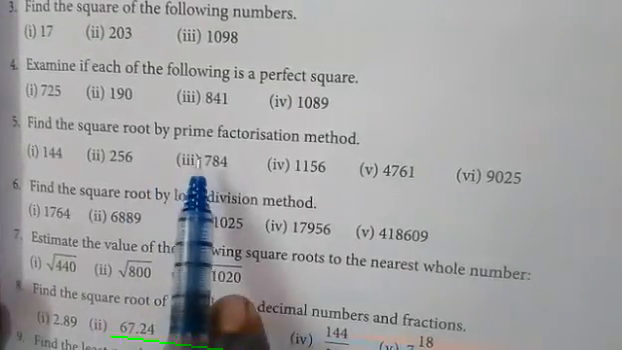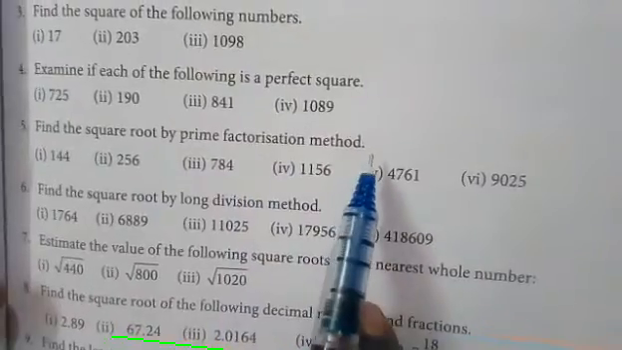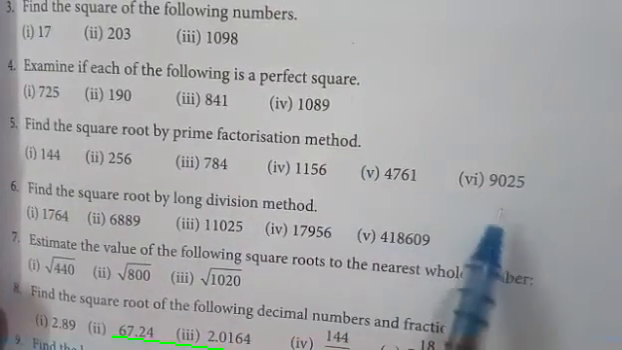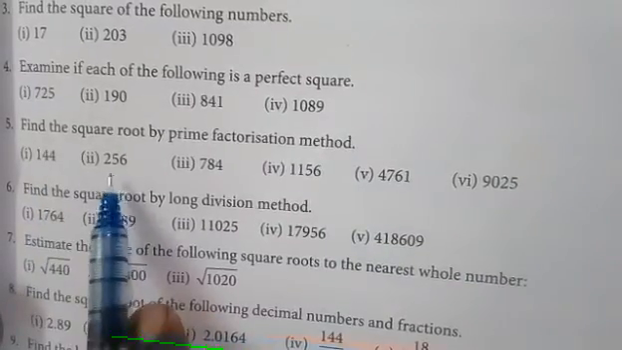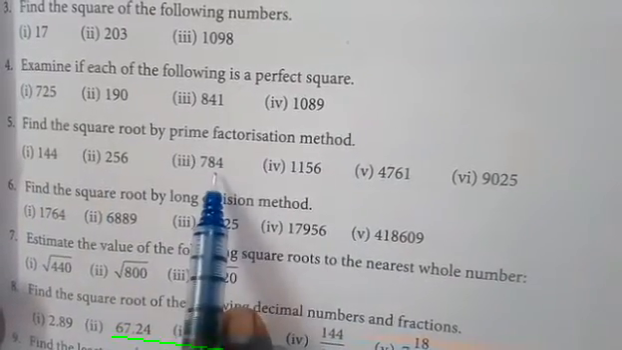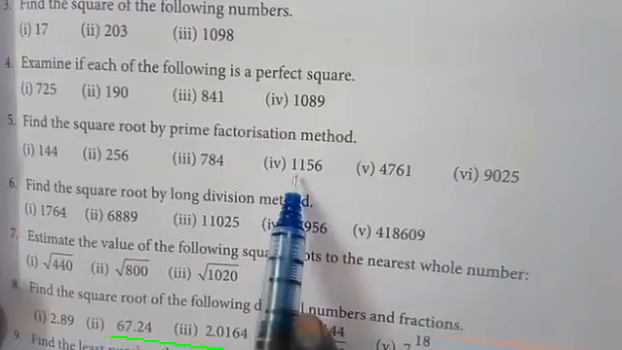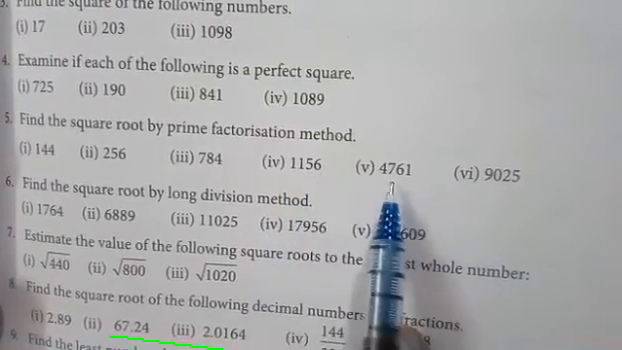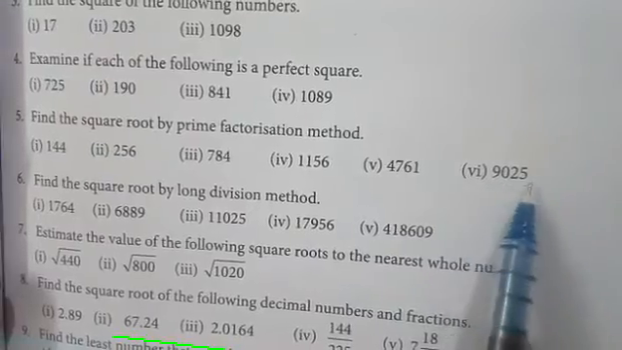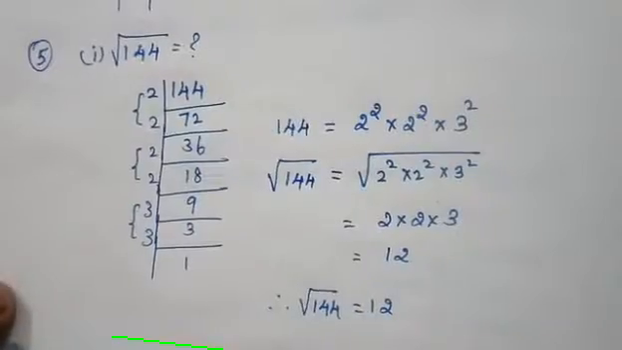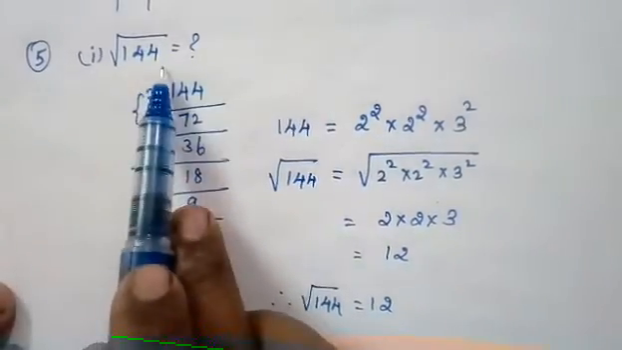Fifth problem, find the square root by prime factorization method. Here 6 problems are given, 3 sums I am going to teach you. The first problem 144, second problem 256, third one 784, fourth 1156, fifth problem 4761, sixth problem 9025.